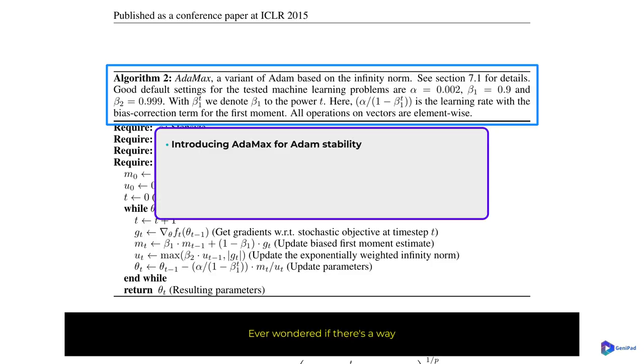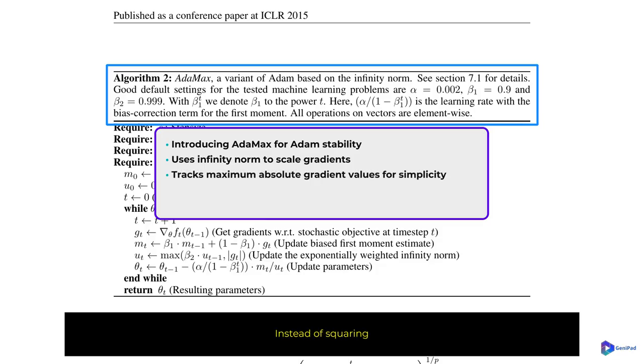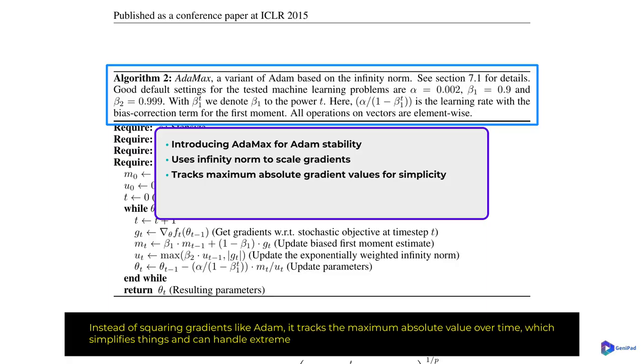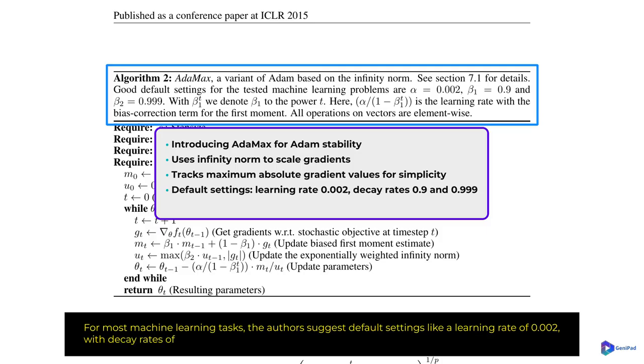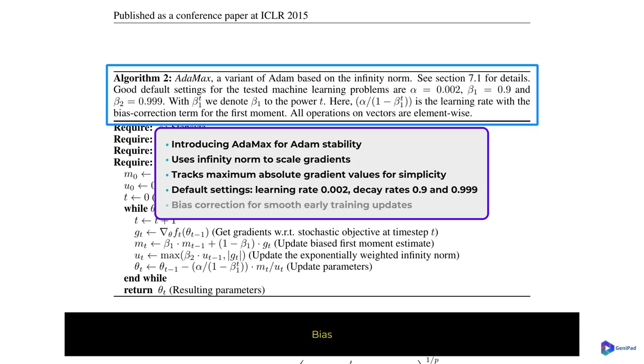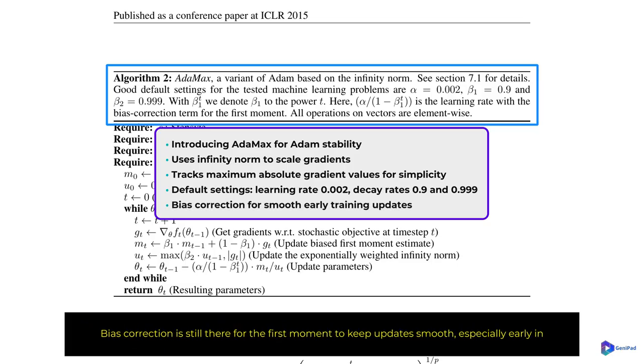Ever wondered if there's a way to make Atom even more stable? Enter AtomX, a cool variant that uses the infinity norm to scale gradients. Instead of squaring gradients like Atom, it tracks the maximum absolute value over time, which simplifies things and can handle extreme gradient values better. For most machine learning tasks, the authors suggest default settings like a learning rate of 0.002, with decay rates of 0.9 and 0.999. Bias correction is still there for the first moment to keep updates smooth, especially early in training.